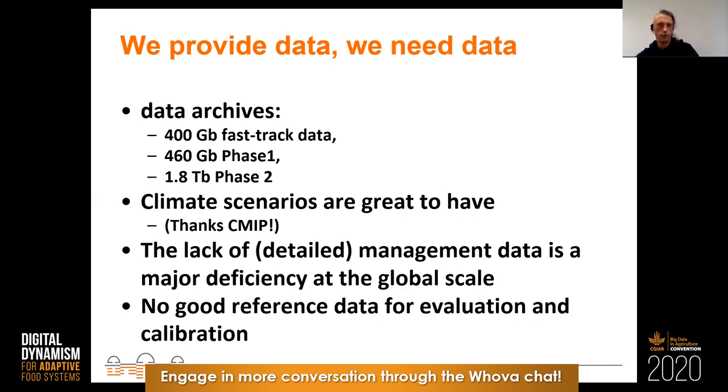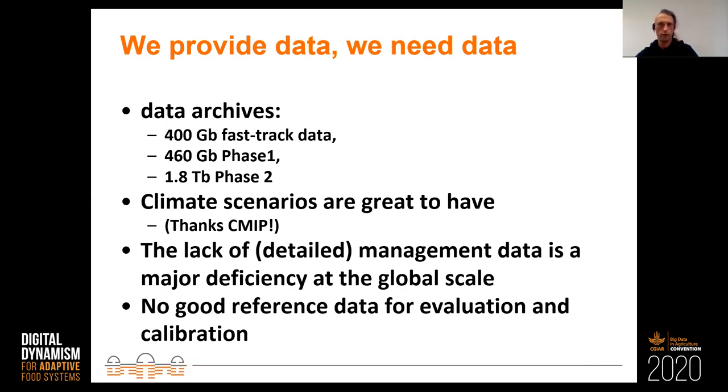But as already mentioned in the beginning, detailed management data is a major deficiency at the global scale, and it's also a major drawback if you run crop models at that scale. The other one is that you don't really have the reference data to do a detailed calibration of your model. So basically, you have to run your model in a more or less uncalibrated way with wonky management assumptions and trust the results that come out of it. And we need to close that gap a little bit. And I hope that this is the audience to talk to about that.